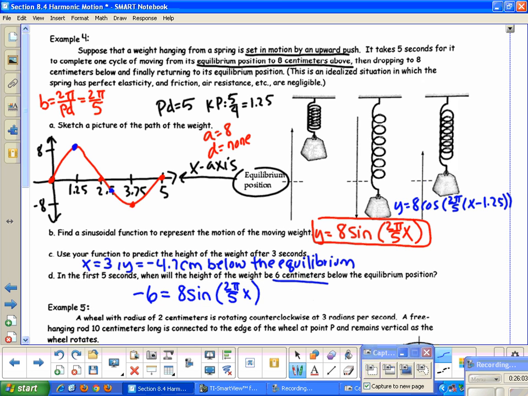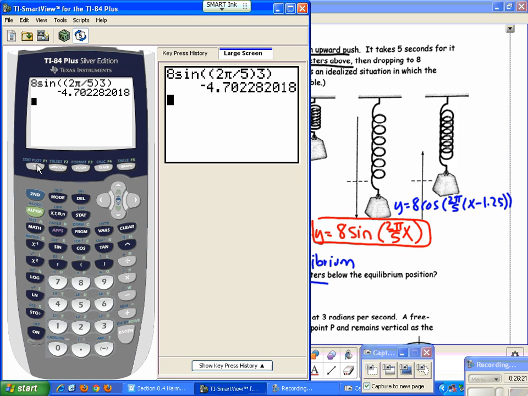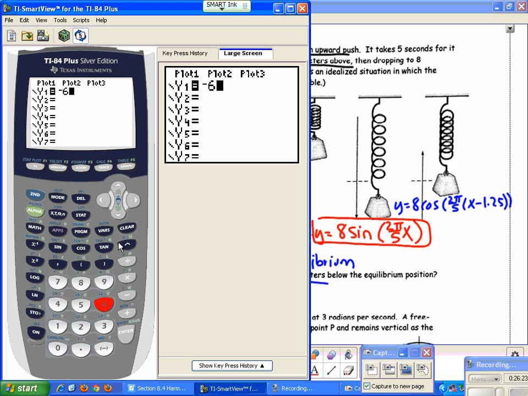And in order to solve this equation, I'm going to plug this into my calculator, and I'm going to do the intersection. So I'm going to plug this into y1, and I'm going to plug the other part into y2. So we have negative 6, and then I have my equation, which is 8 times the sine of 2 pi divided by 5 times x, close parentheses.